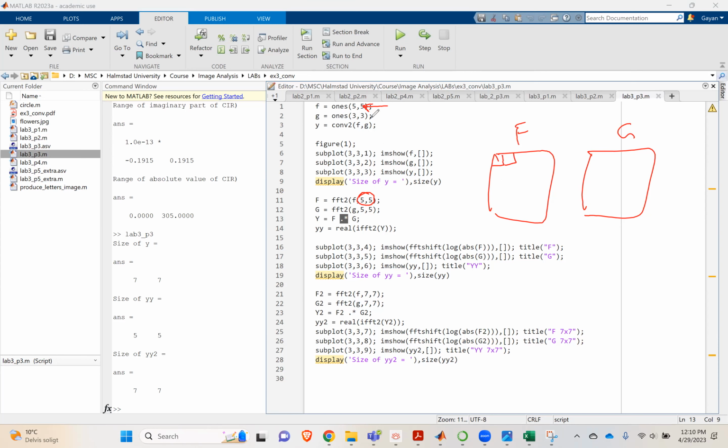But for G, we are making it from 3 to 5, right? Yes, because at the end of the day, what we need to do is pointwise multiplication, and to do the pointwise multiplication, the sizes should match. So we artificially expand it. My point was, if you just give the FFT2 function and give the size, it will automatically give you a matrix of that size. It's part of the function.